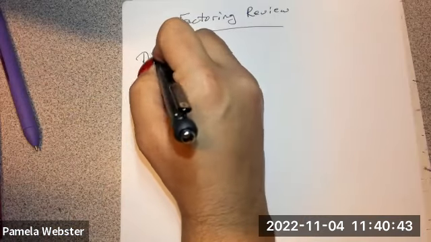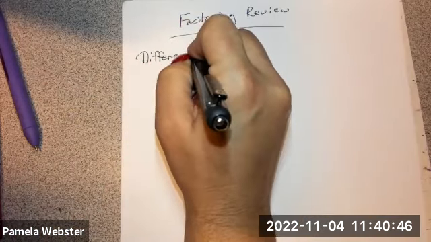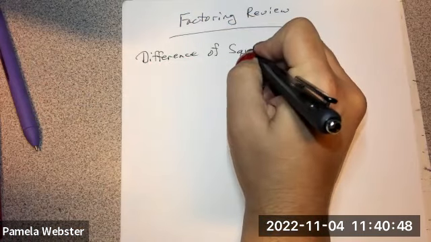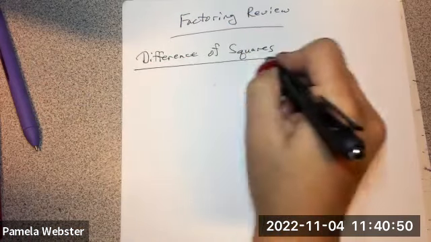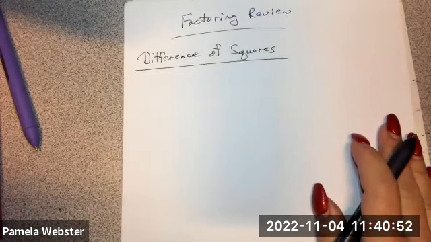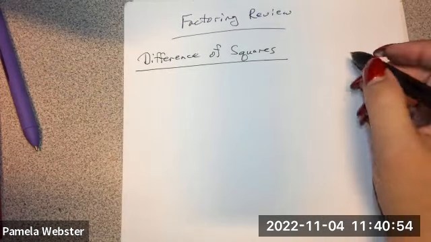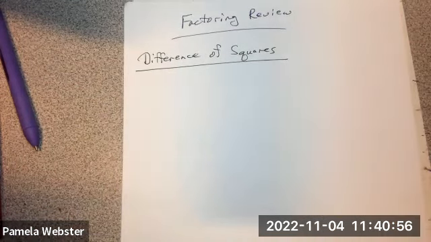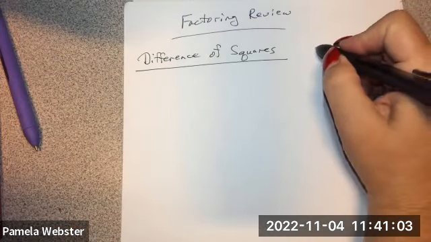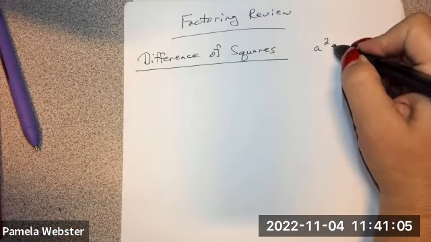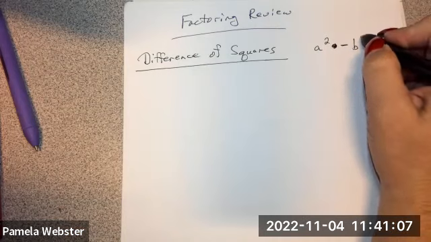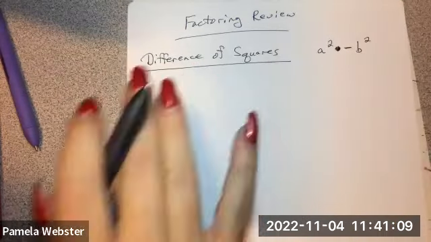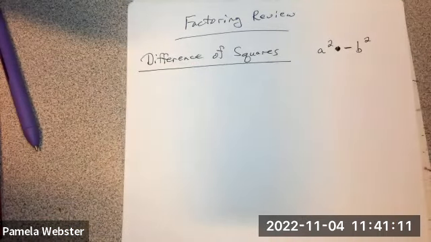So one is difference of squares. This is a specific type of factoring. It's called difference of squares. And whenever you see it, you will know because these things look like a squared plus b squared. I'm sorry, a squared minus b squared, because it's got to be a minus because it's the difference. So the first term is something squared, the second term is something squared.